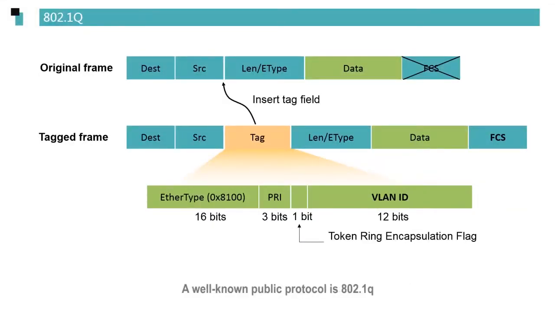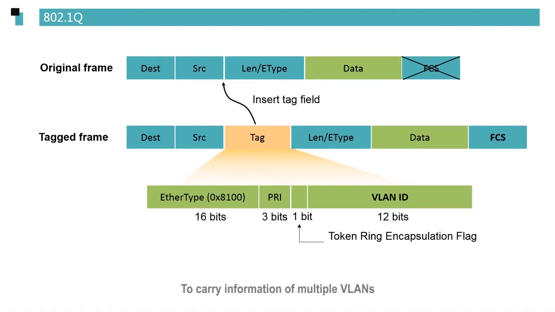A well-known public protocol is 802.1q, also called .1q. The public protocol is supported by all switch vendors. The 802.1q protocol adds a .1q field in each original Ethernet frame and redoes the cyclic redundancy check, CRC. In the .1q field, the VLAN ID field identifies the VLAN to which the Ethernet frame belongs.